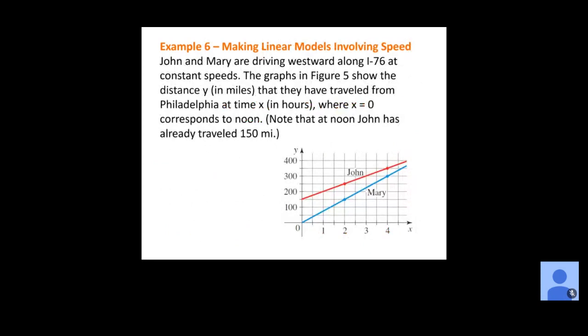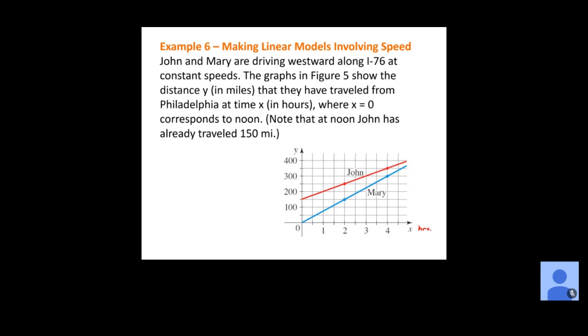All right, so last example from this section, see how far we can get through this one. John and Mary are driving westward along I-76 at constant speeds. The graph here at the bottom shows the distance y in miles that they have traveled from Philadelphia at time x, which is measured in hours. Just keep in mind that this is in hours.